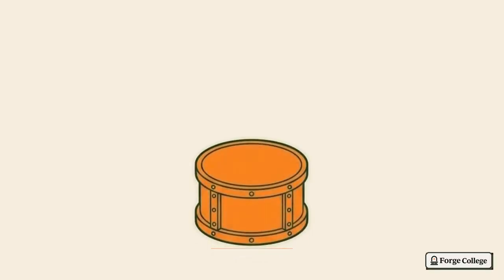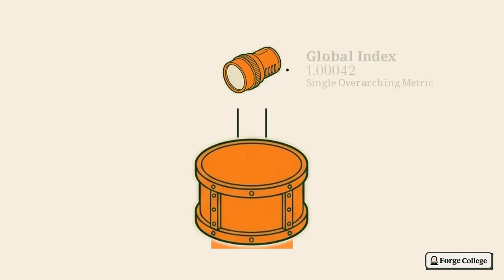Solend uses pooled reserves. This means all the funds for a specific asset, like all the Solana tokens or all the USDC, are mixed together in one giant pool, rather than being kept in individual boxes. To keep track of interest for everyone at once, Solend uses a global index. Think of it like this orange sensor in our warehouse diagram. It's a single overarching metric that updates the value for every depositor and borrower simultaneously.